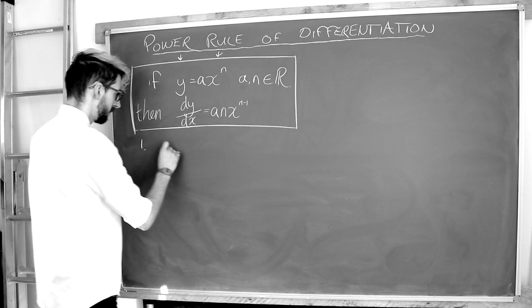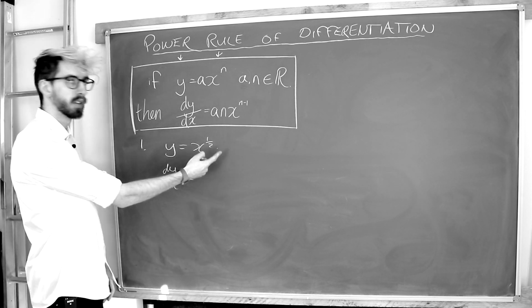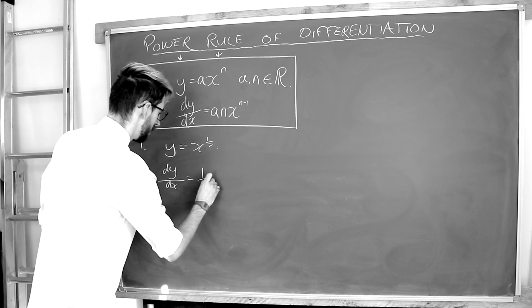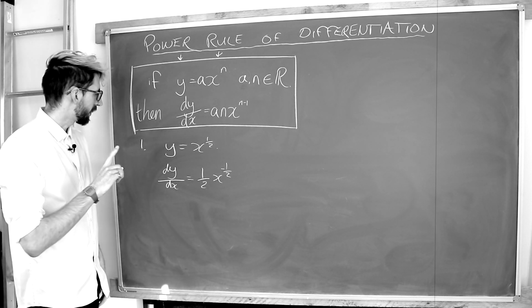Right, now y equals x to the power of a half. Take the power to the front, minus 1 off the power. Half minus 1.